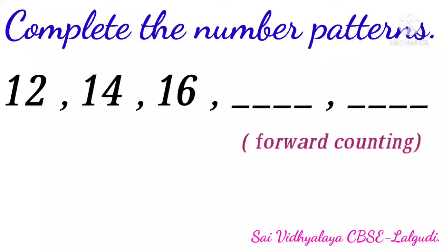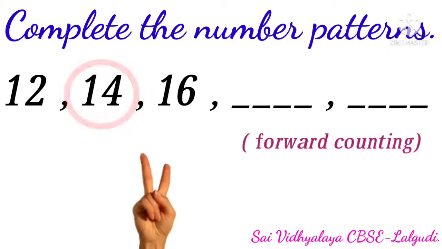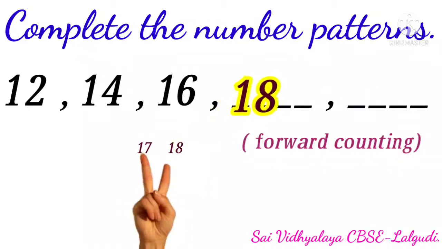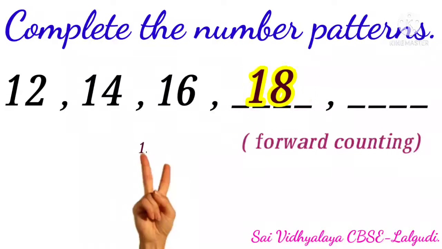12 after 13, 14. Keep these two fingers as it is. 14 after 15, 16. 16 is given here. 16 after 17, 18. So write 18 here. 18 after 19, 20. So write 20 in the blank space.